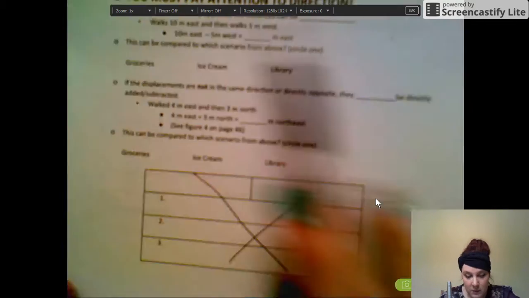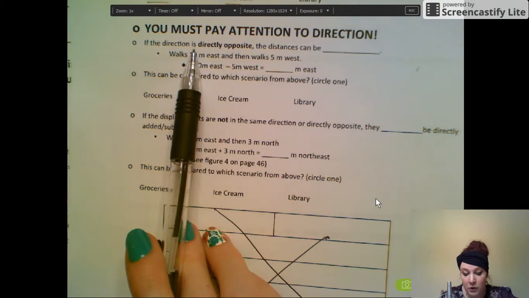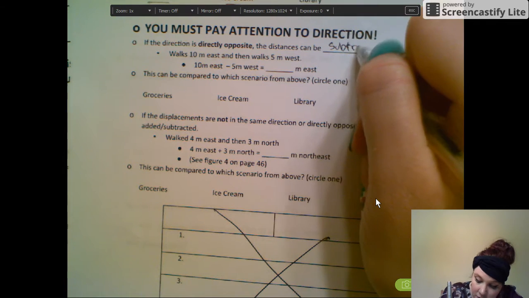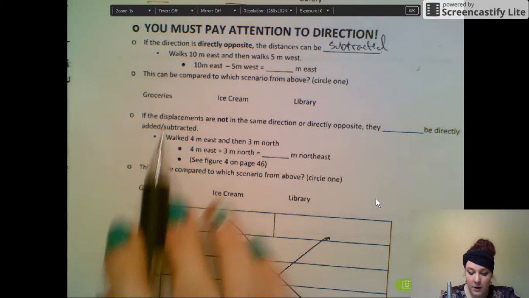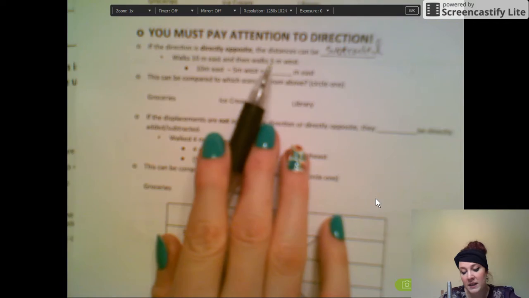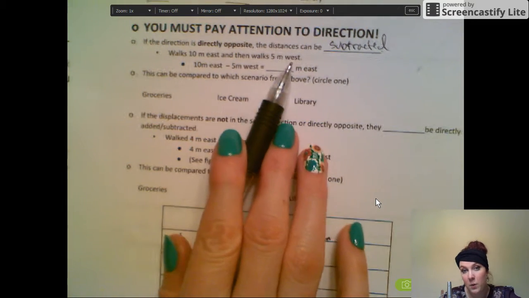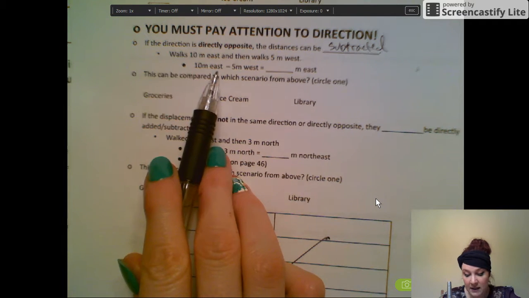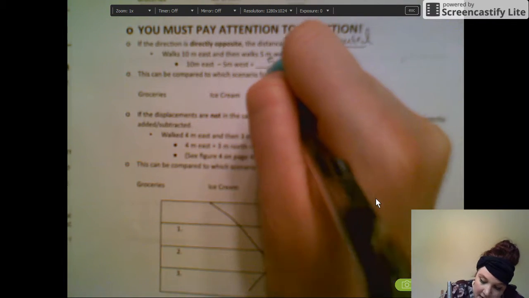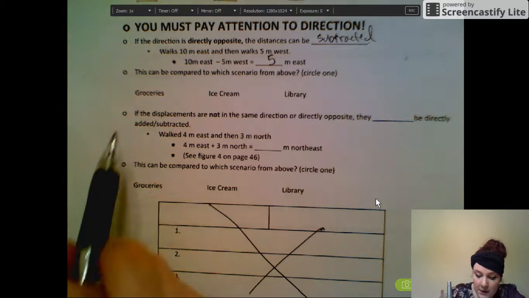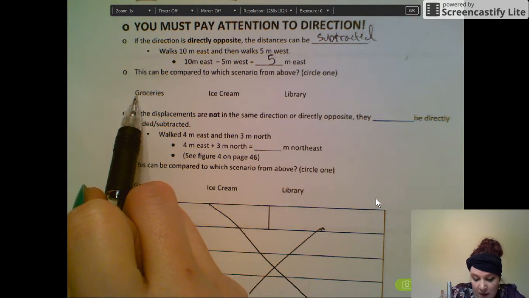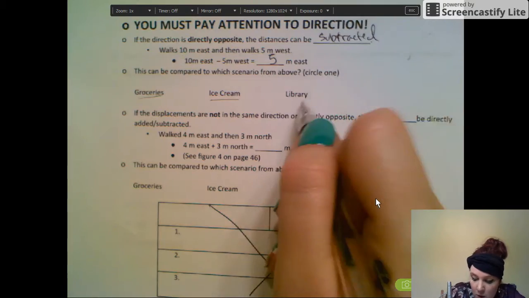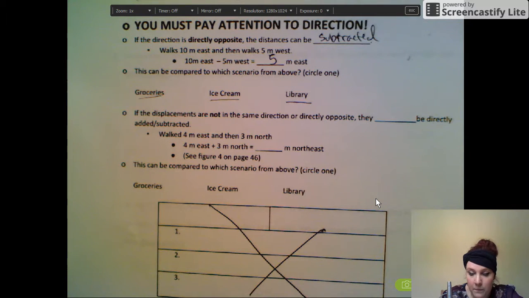If a direction is directly opposite, the distances can be subtracted. So you can walk 10 meters east and then walk 5 meters west. So 10 meters east minus 5 meters west equals 5 meters east. So think about the scenarios we talked about. Does that relate to bringing groceries to Grandma, getting ice cream with Bobby, going to the library? Pick one.